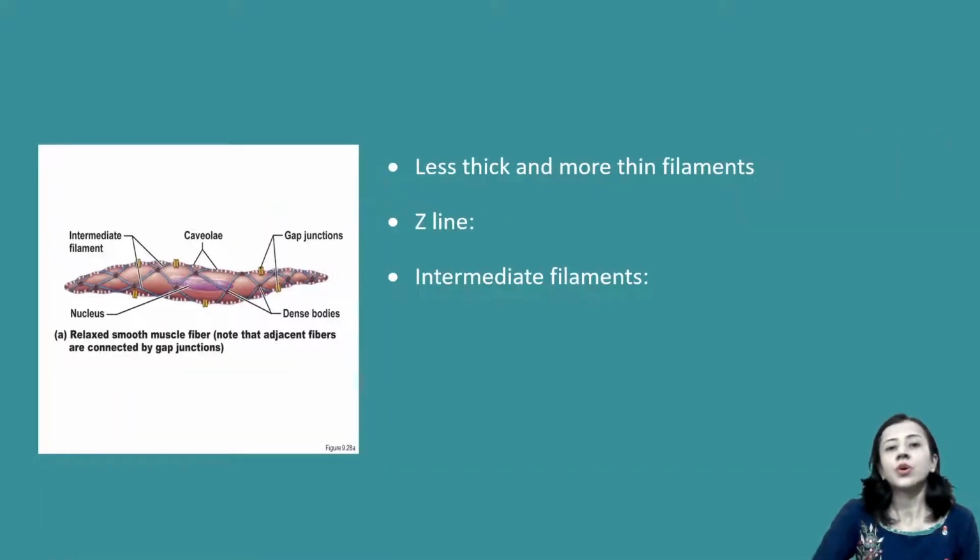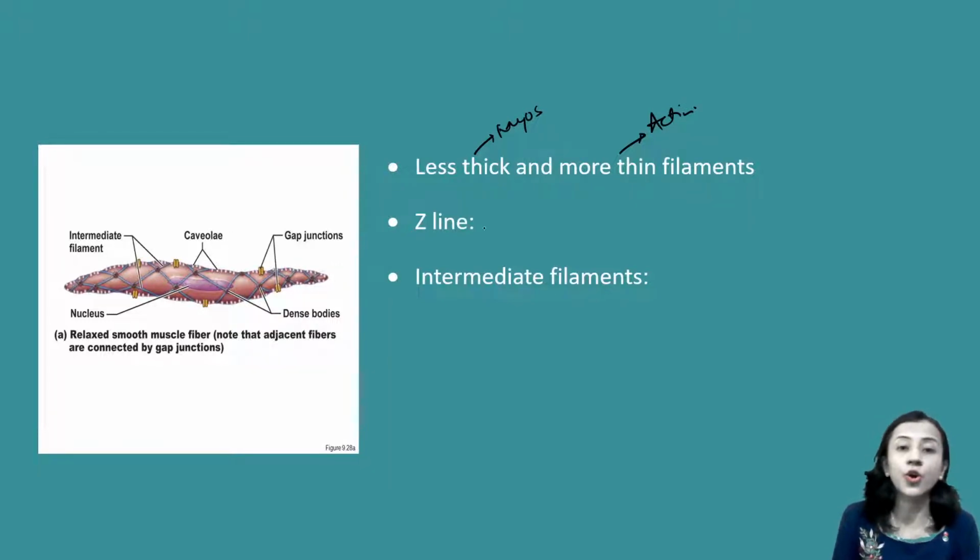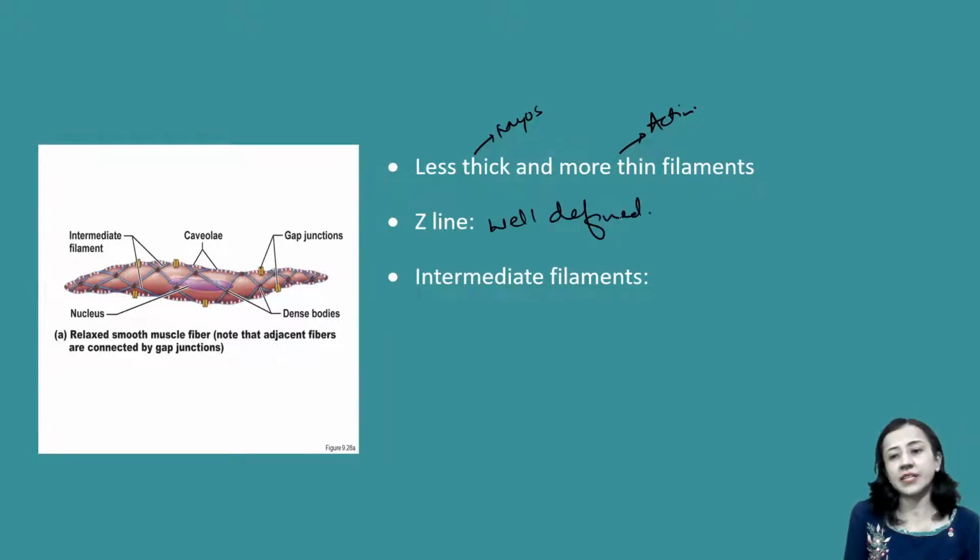Fine. Now, smooth muscle has less amount of thick and thin filament. As we all know, thick filaments are your myosin filaments, and thin are actin filaments. So these are less in amount. Okay. And you can see here Z line, that is also present, but it is not well defined. Okay.